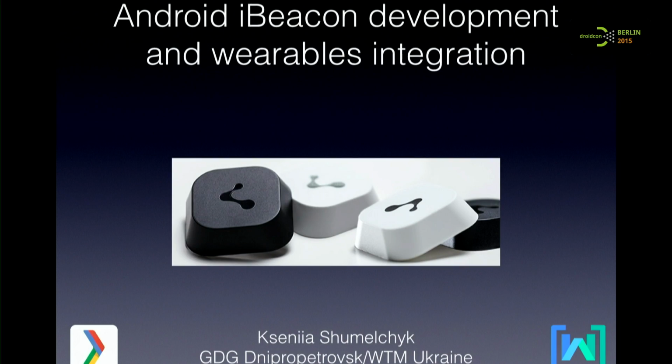So, what are beacons and what is iBeacon? iBeacon is a specification provided by Apple, and beacons are little devices that work on Bluetooth Low Energy. They have a Bluetooth Low Energy chip and can emit signals, and this is how they look, as you see in the picture.